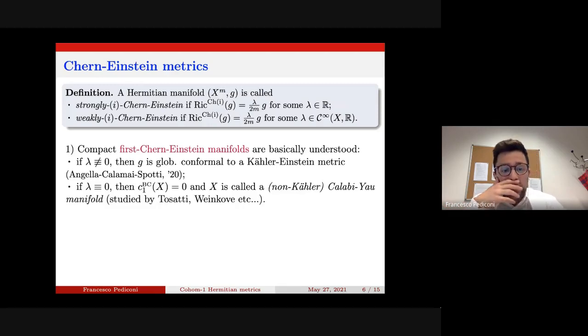In the other case, when the Chern scalar curvature is constantly zero, then the first Chern class of the manifold is necessarily zero, and the manifold X in this case is called Calabi-Yau in the Kählerian setting, or non-Kähler Calabi-Yau in the non-Kählerian setting. So it depends whether the manifold admits Kähler metrics or not. In the Kählerian setting, you have the Calabi-Yau theorem, while in the non-Kähler setting, these manifolds have been studied by Tosatti, Weinkove, and other people, so they are basically understood.